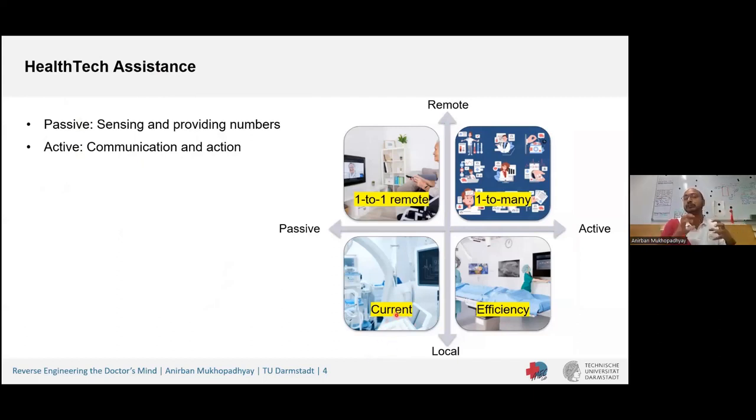And if we are talking about the majority of the research that is going towards explainable AI, human-in-the-loop AI, what we are trying to do is go from the current situation of passive assistance to active assistance at the local scale. Now, on the other side, we have this global scale of going from the local to a really remote location.